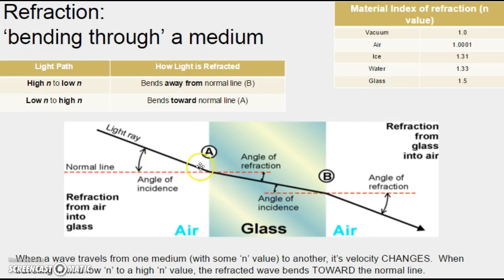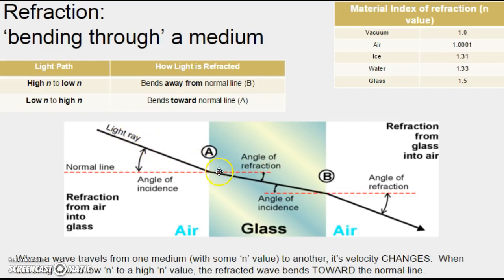I want to look here at the boundaries. Here I have air, and here I have glass. And I have light, right? Light is a wave, and we can study any wave by studying light as it refracts through a medium. So let's look at this one first. Light travels from air into glass.